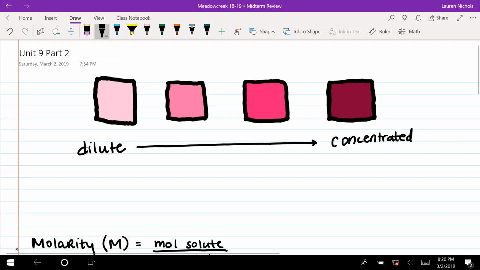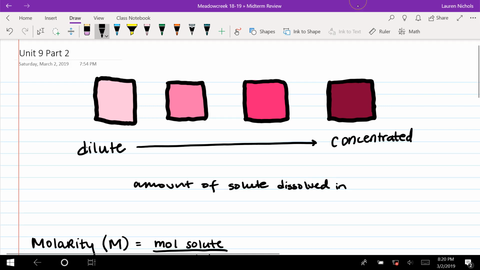So here is Unit 9, Part 2. And the first thing you might see are these varying shades of pink squares. And so what I want to talk about is concentration. Concentration is the amount of solute dissolved in a certain amount of solvent and at a particular temperature.